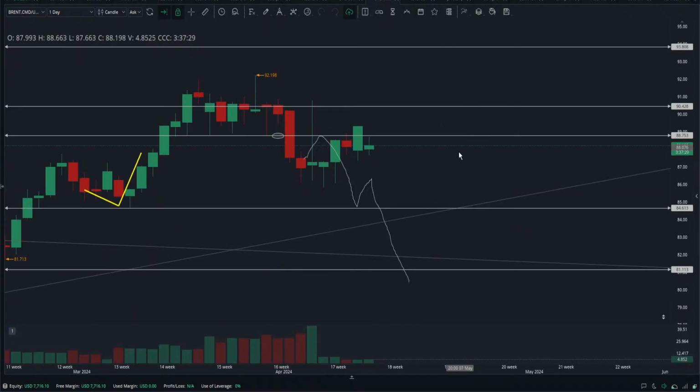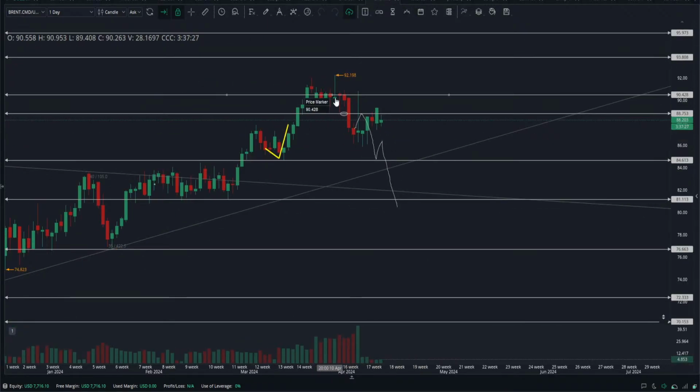What is the crude oil doing? Crude is, I think, also hovering between these two levels. I'm not very bullish on this one, but I'm bearish. I'm looking for the prices to go back to the 76 area below 84.61.